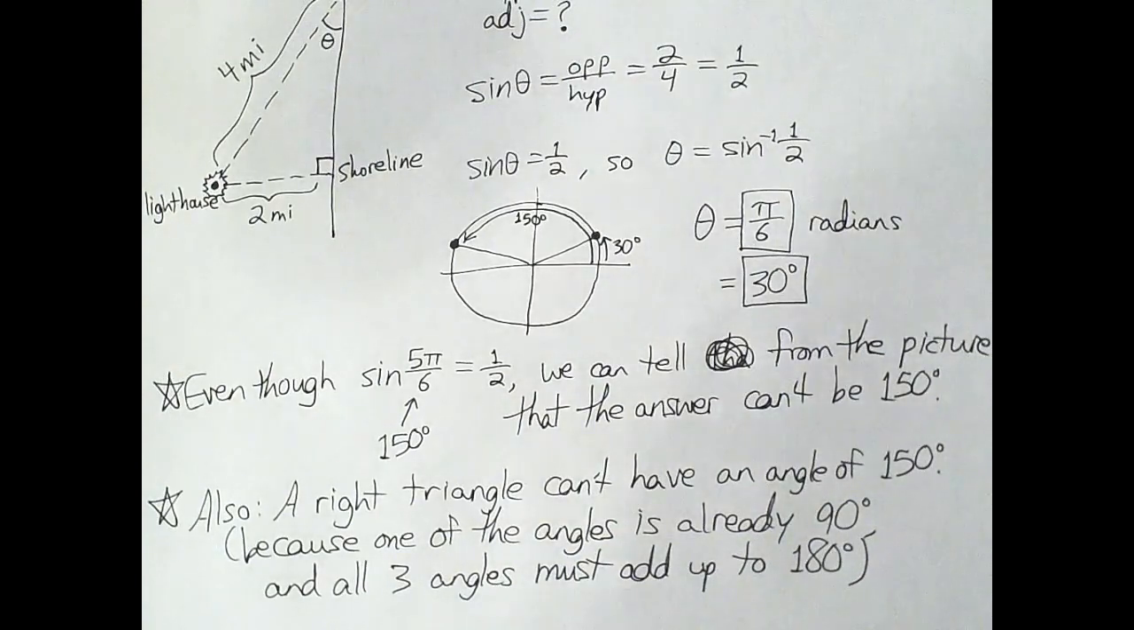So those are two ways that you could tell that, technically, you might say it looks like there were two potential answers, but we can rule one of them out and we can say 30 degrees has to be the correct answer. And that is why it's okay to just use inverse sine, because inverse sine gets us the correct answer in a right triangle problem. Okay?